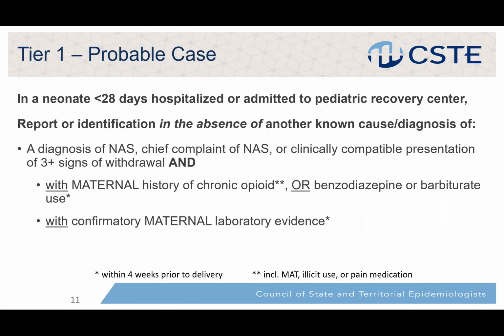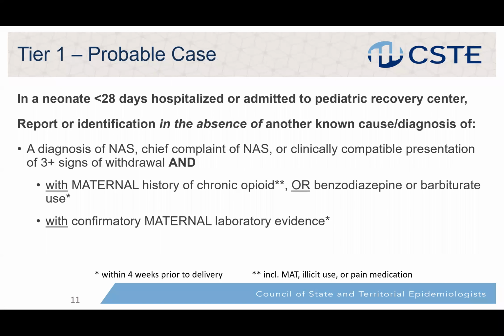A probable case is in a neonate less than 28 days of age, hospitalized or admitted to a pediatric recovery center. The report or identification is in absence of another known cause or diagnosis. So it's a diagnosis of NAS, a chief complaint of NAS, or a clinically compatible presentation of 3 or more signs of withdrawal, and maternal history of chronic opioid or benzodiazepine or barbiturate use with confirmatory maternal laboratory evidence. The maternal evidence, again, where it's preferred, and that would lead us to our probable case.